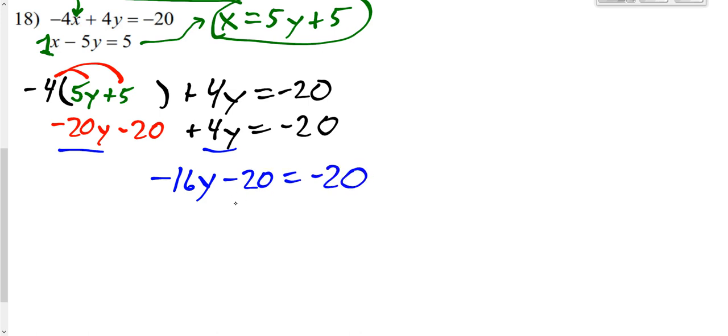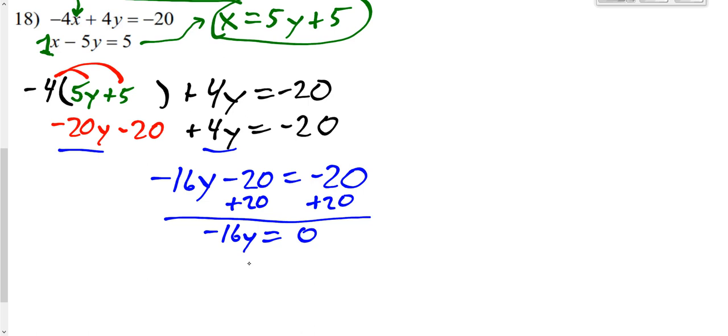To undo my minus 20 here, I've got to add 20 to both sides. I get a minus 16y is equal to 0. Get rid of timesing by negative 16, so I divide. I get y to be 0.